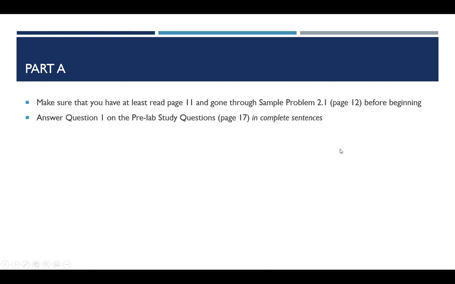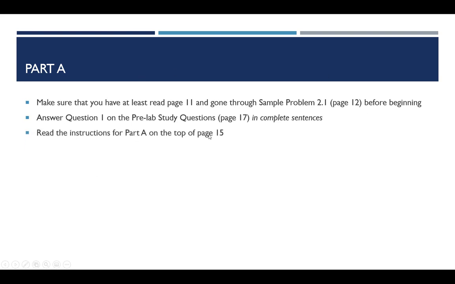Now, for the remainder of the presentation, I might not ask you to come back to the pre-lab study questions, but before you do each part, look and see if you can answer the pre-lab study question and go ahead and answer them. You do need to finish these before the end of the experiment.